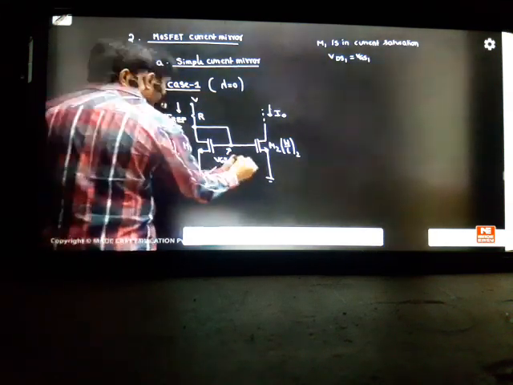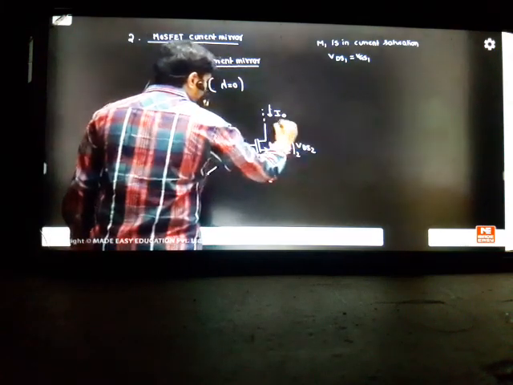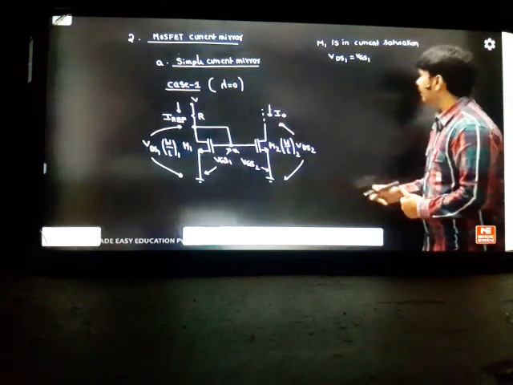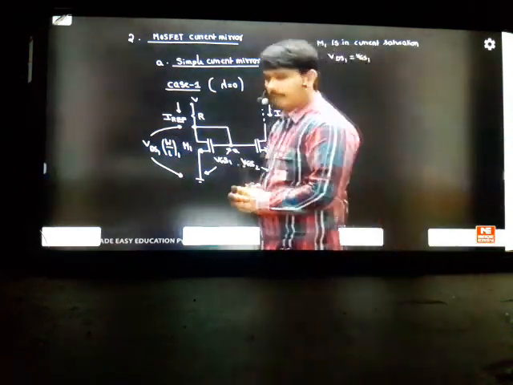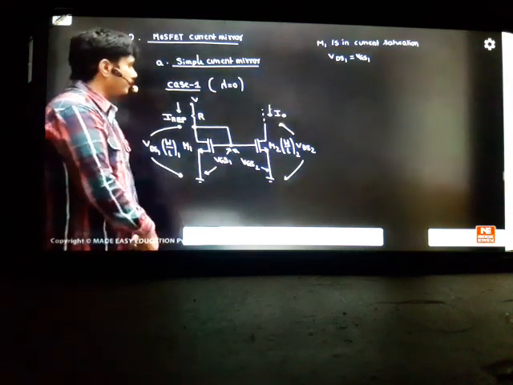You take this as VGS2, from this point to this point, and this is VDS2, from here to here. You write the different names like this, and we'll see whether they are equal or different, one by one. First is VDS1. This VDS1 and VGS1 are the same from the board, and that is the reason I said M1 is straightforwardly in current saturation. Current saturation is also called the active region.